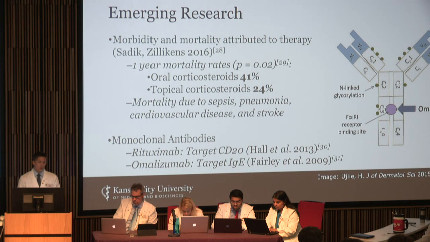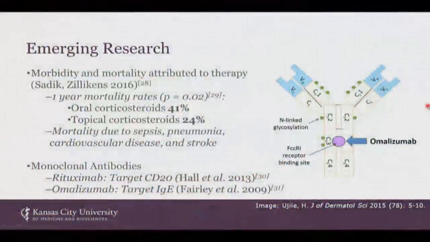Omalizumab is yet another monoclonal antibody, this one being successfully used to treat asthma. As seen on the screen, this monoclonal antibody targets the Fc epsilon receptor binding site on IgE itself. So once again, the goal in bullous pemphigoid would be to stop IgE from binding to the surface of these mast cells, decrease the amount of autoreactive IgE antibodies, and stop that prodromal phase that we talked about from reaching its peak or possibly ever occurring.